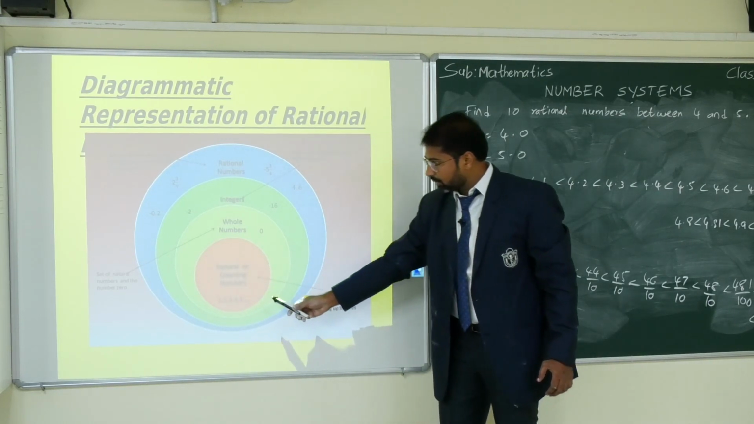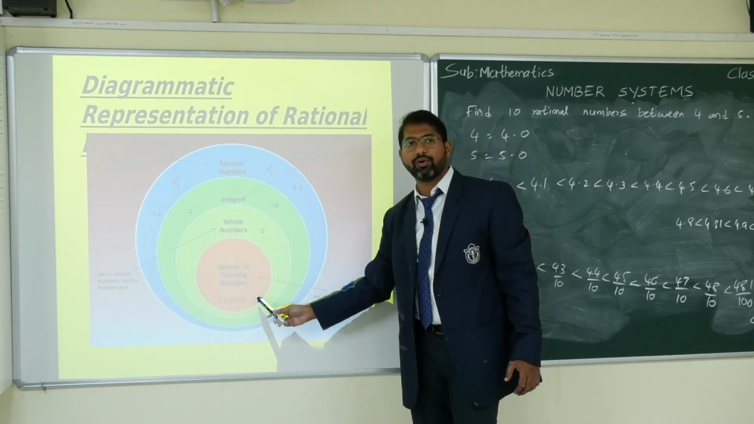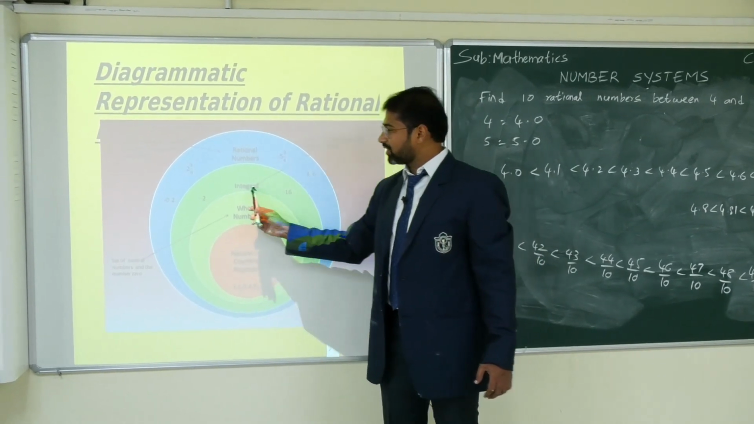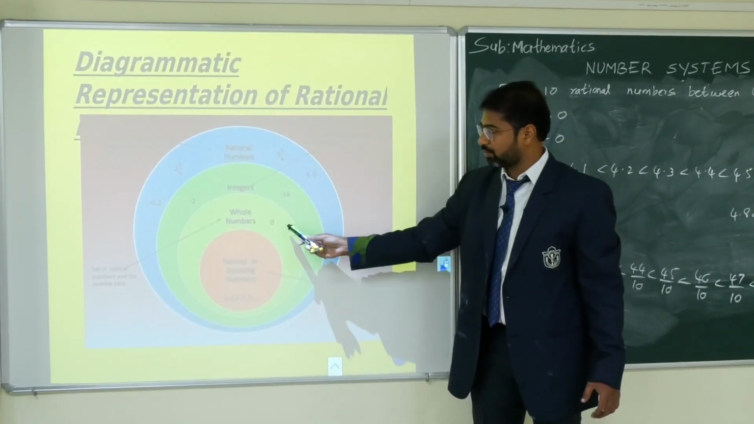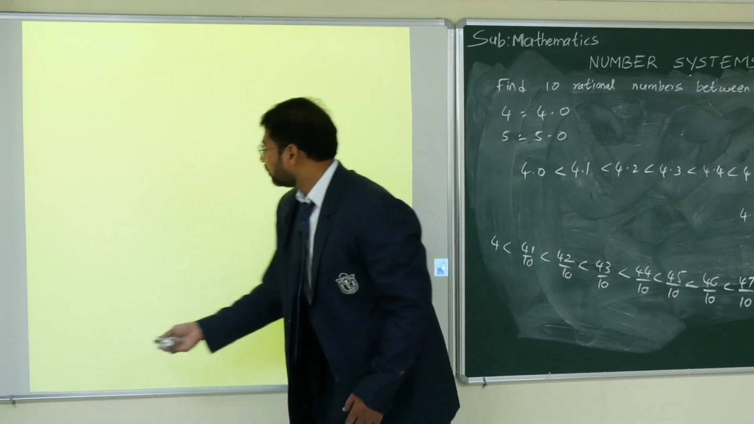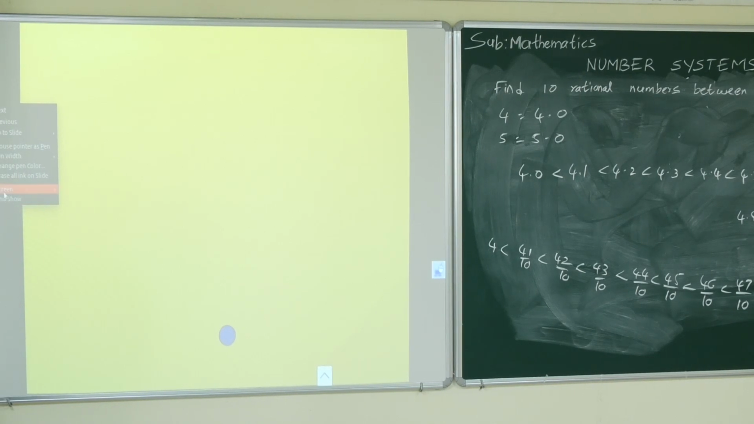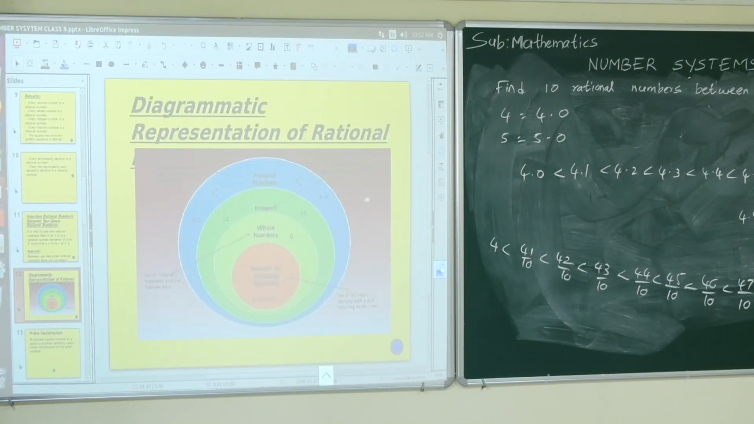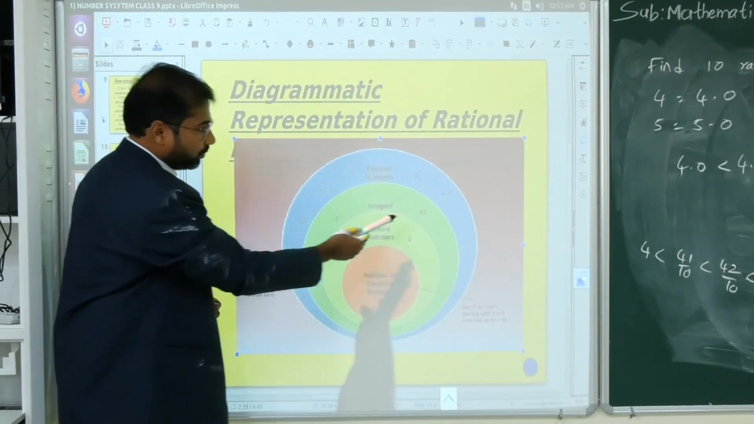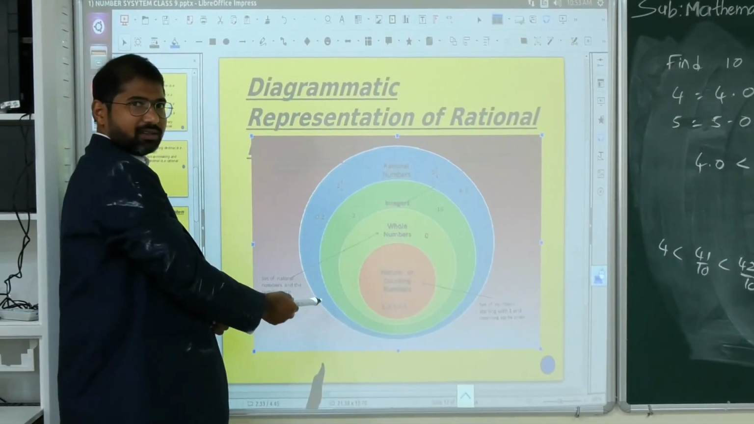here natural numbers are there, which is in orange color, and the natural numbers are 1, 2, 3, 4, 5 and so on. When you add 0 to this, you will get the next bigger set, which is the whole numbers. You can see this one. Next, when you add negative integers like -2, -16 and so on, then you will get the integers.